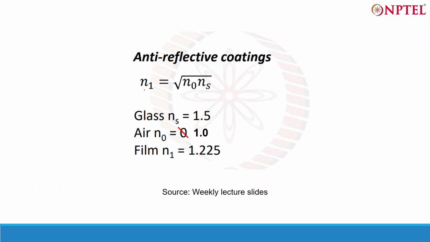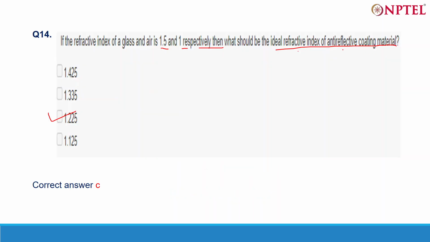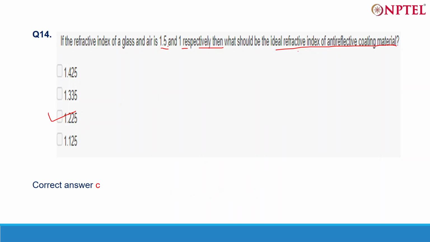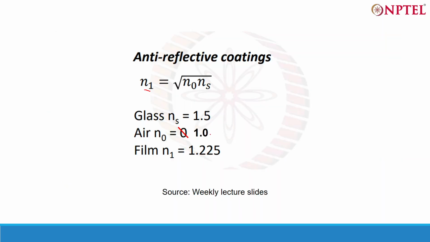So basically, the refractive index of the anti-reflective coating here is the square root of the refractive index of air times the refractive index of the glass or that material. Okay, these are multiplied and a square root is taken. It's basically a geometric mean, you can say. So for glass it was said that it's 1.5, for air it is 1.0. So you put 1.0 into 1.5, and the correct answer comes out to be 1.225.